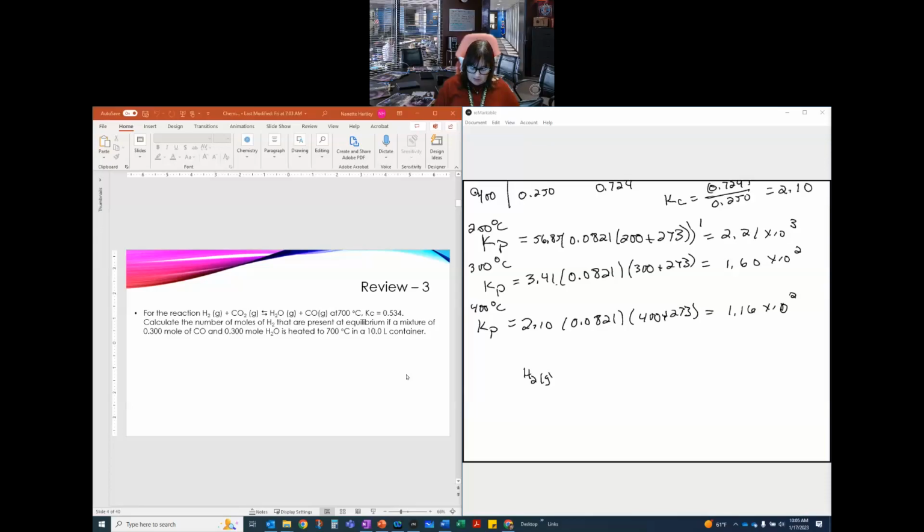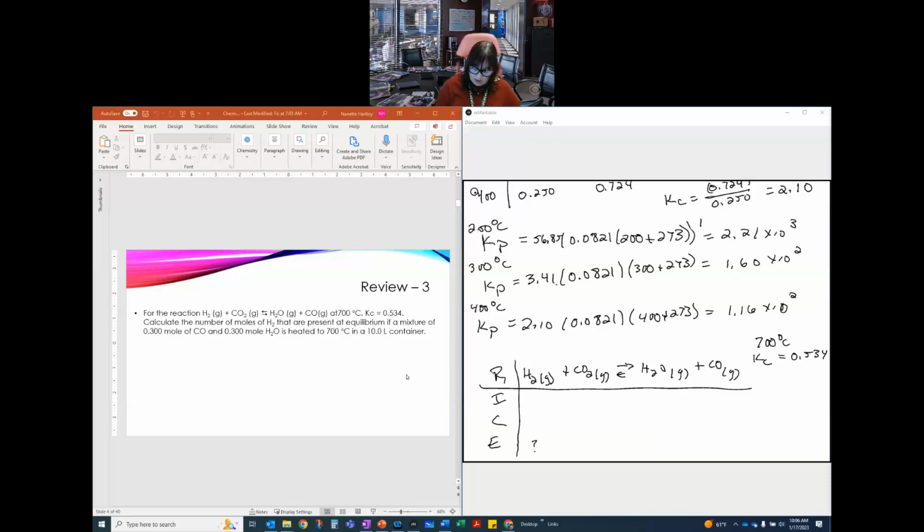So I start by writing down my equation. H2O gas plus CO gas. We're at 700 degrees C, and my Kc equals 0.534. Okay. Calculate the number of moles of H2 present at equilibrium. Oh, Lord. We're looking for equilibrium. That means this is an R, this is an I, this is a C, this is an E. I want to know about H2 at equilibrium.